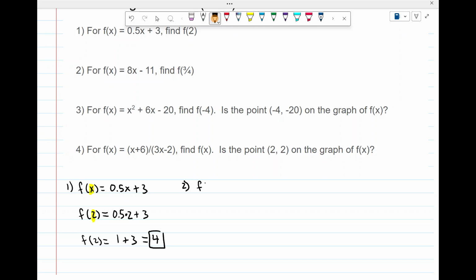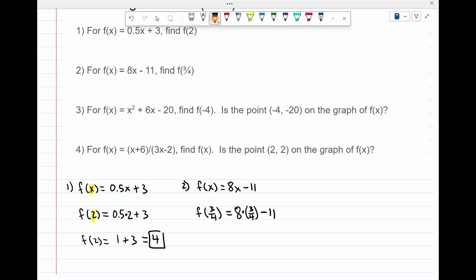Again, I'm going to start by writing down my function. In this case, our function is f of x equals 8x minus 11. And I'm trying to find f of 3/4, which again I put directly below where I had the f of x. Just like in the previous example, I'm going to rewrite the expression to the right of the equal sign, but everywhere I see an x, I'm going to replace it with, in this case, 3/4.